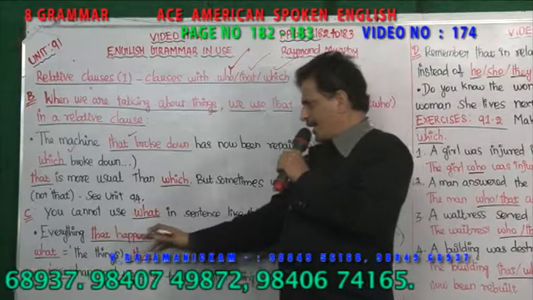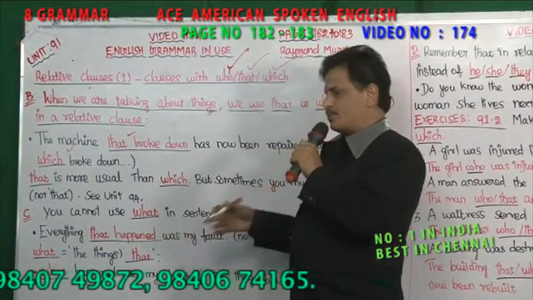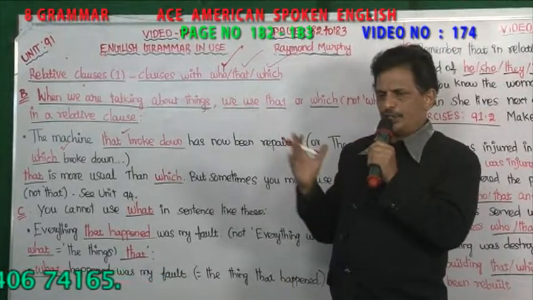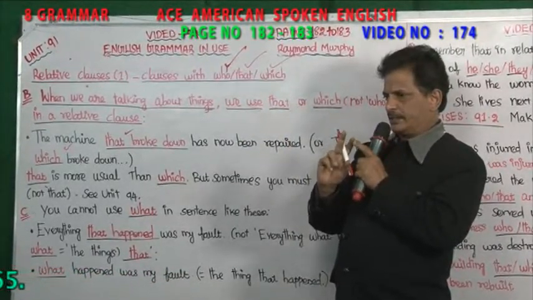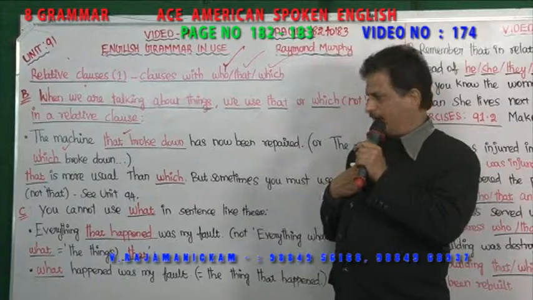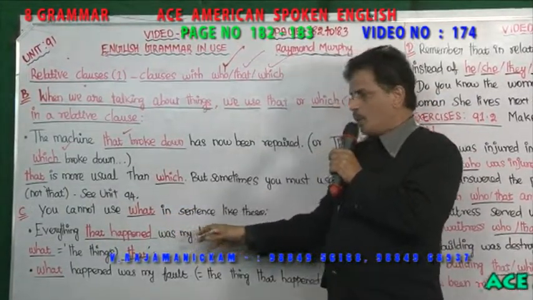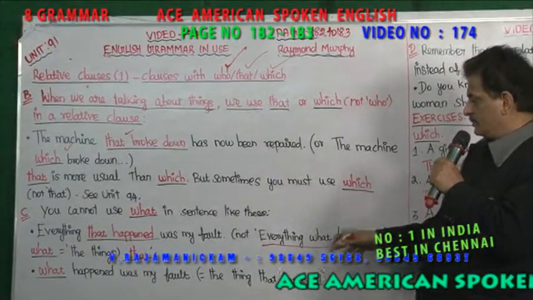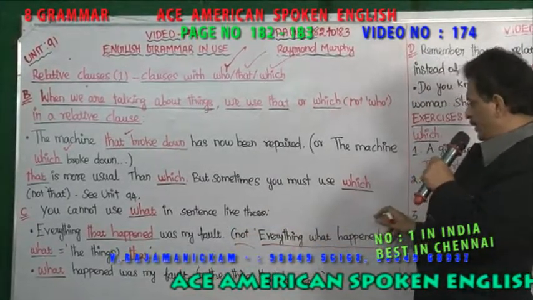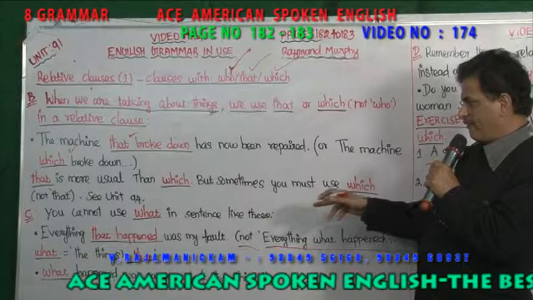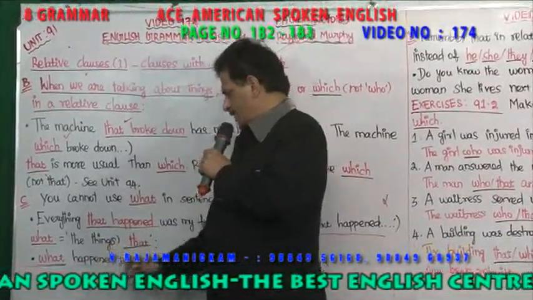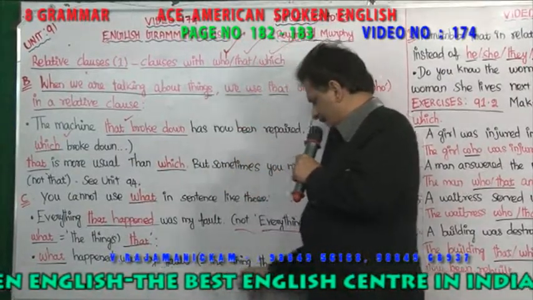See here, everything that happened was my fault. I shouted at you. Our friendship has got broken. So everything that happened was my fault, not everything what happened. Not. Everything that happened was my fault. What happened was my fault is okay, where what means the things. The thing that happened.